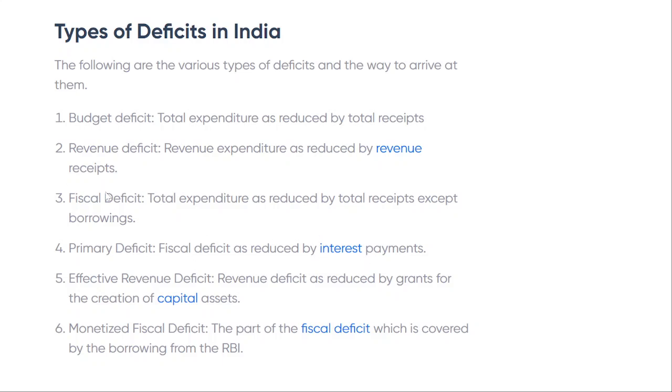See, in the fiscal deficit you have to remove the interest payment, because interest payment is something you are paying off to the foreign countries or foreign banks or domestic players. Okay, so that is not exactly going for any revenue or capital generation. So from the fiscal deficit, if you remove the interest payments, then you will get the primary deficit. Okay, and what is effective revenue deficit?